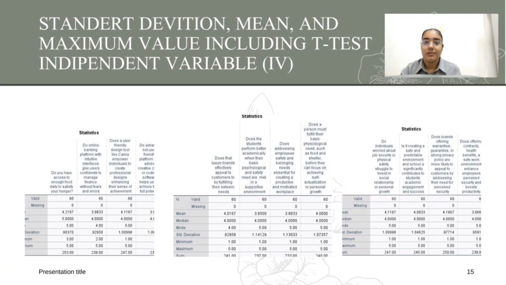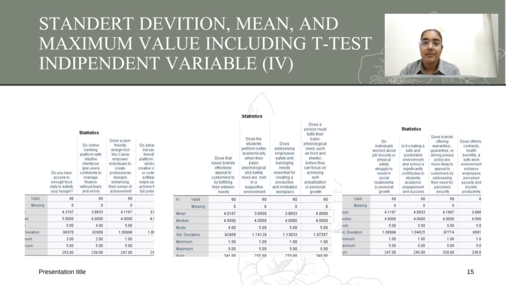Hi, my name is Brenda Gopal. The next part is standard deviation, mean, and maximum value, including the t-test. The statistical data of the three independent variables shows issues such as access to food, job security, safety, and benefits at work. The mean and medians of the questions are close to 4 or 5.